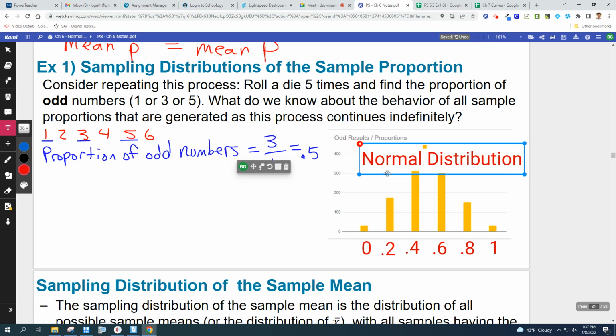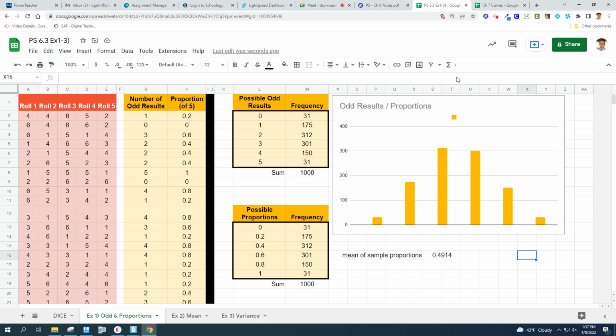Okay, so write that down. This is a normal distribution. Now, what you can notice, and you can see it maybe better in the spreadsheet over here, is that most of the numbers are kind of in the middle here, basically in between 0.4 and 0.6. And that's what we would expect.